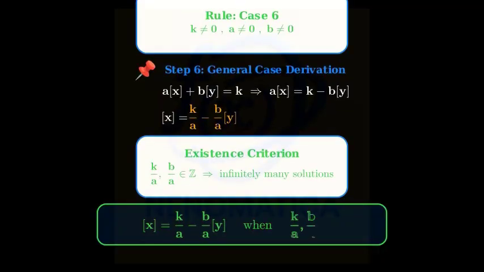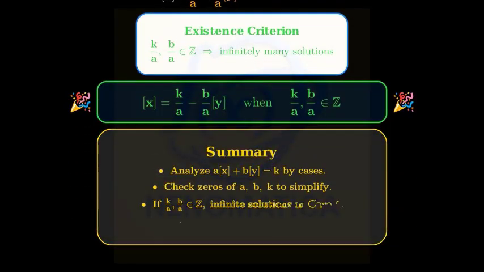Let us wrap up with a quick summary. We analyzed the linear floor equation and treated 6 exhaustive cases. Key ideas include isolating floor variables and checking divisibility conditions for infinite families of solutions. For practice, try 3 times floor of x plus 6 times floor of y equals 9. Feel free to ask questions in the comments.